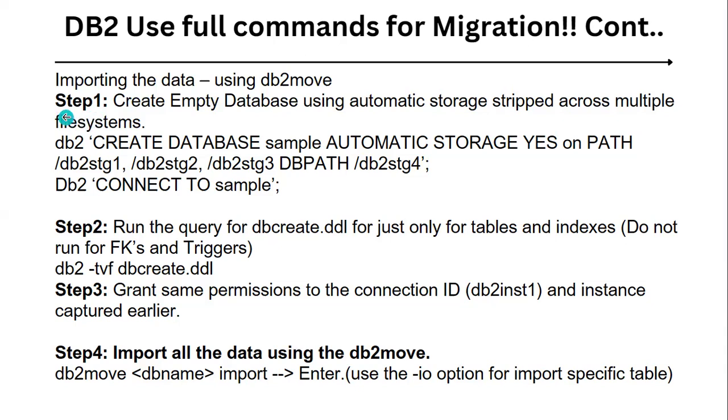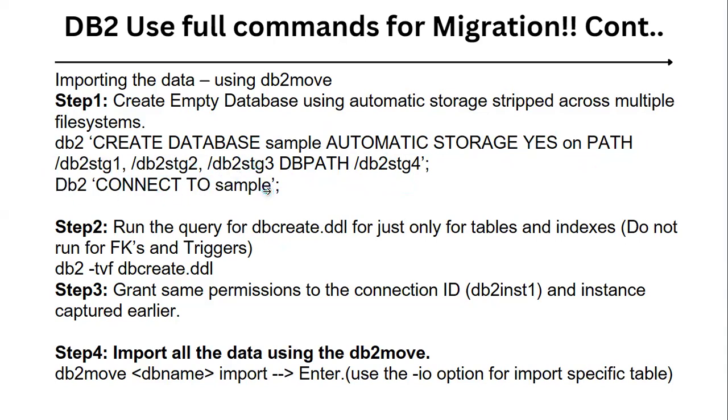Step one, first what you need to do is create an empty database using automatic storage striped across multiple systems. So if you see the create database sample automatic storage yes, I have put on that. On path, DB2 storage 1, DB2 storage 2, DB2 storage 3, and the default database path would be DB2 storage 4. So your database is going to sit on that, and whatever table space is going to be created, it will be created in these three storage paths. So you need to connect to the sample.